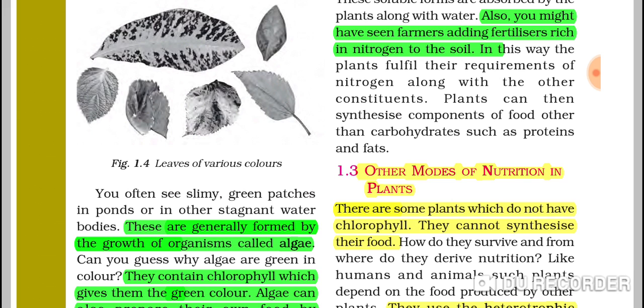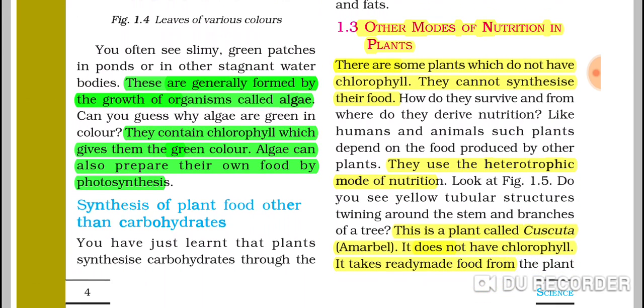Now, other modes of nutrition in plants. So, these are the green plants. We have seen how the green plants make their food, but there are some other plants which take their food in other ways, which do not contain chlorophyll.